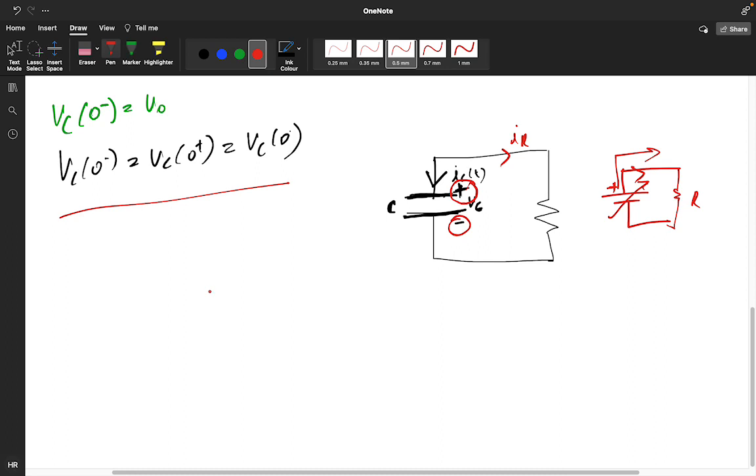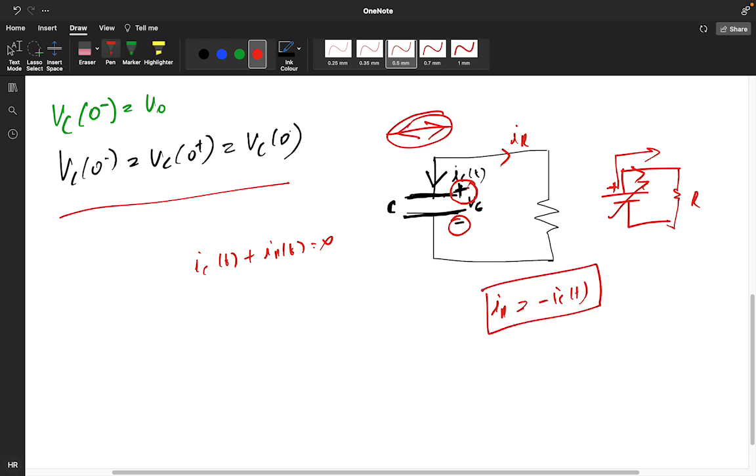Okay, so guys, if you apply the KCL, IC of t plus IR of t will be 0. If the current is like this and the current is like this, then basically your IR of t is opposite to, that is, minus IC of t, right? We just took the reverse direction.